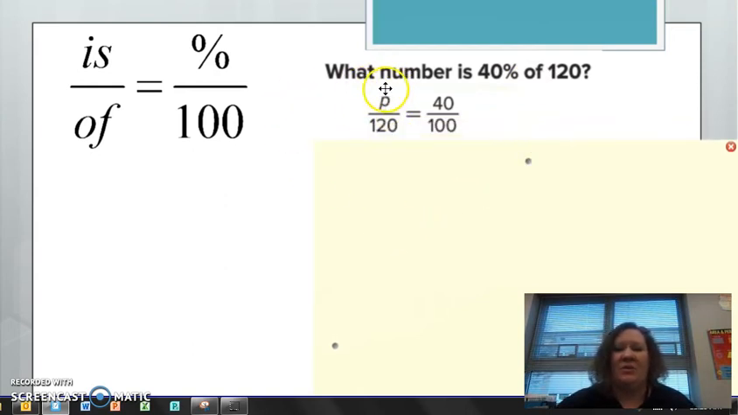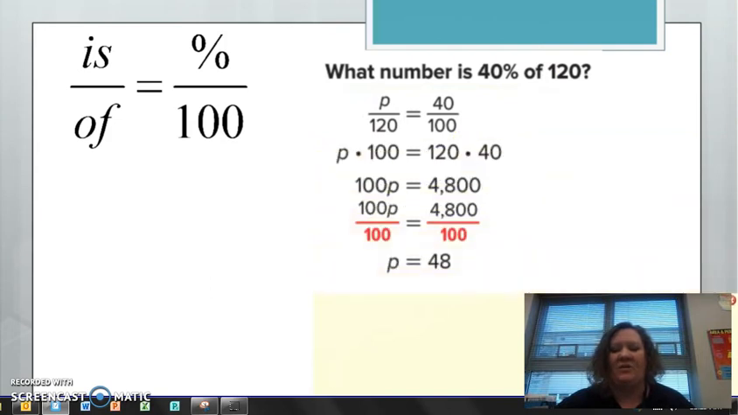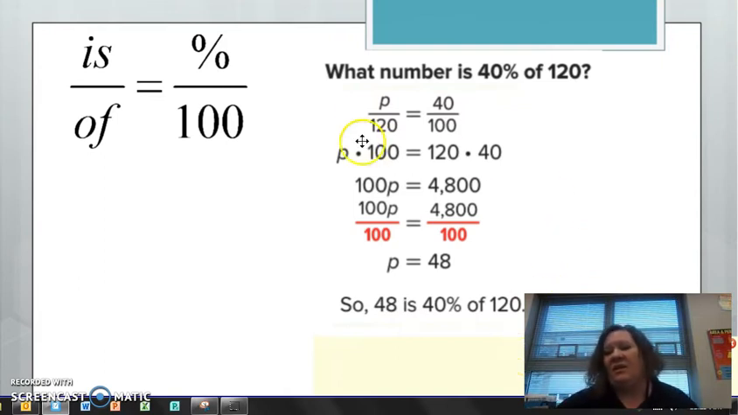Is always represents the part, and that's why the P is there. Of represents the whole amount, and from here we would just cross multiply and divide, which is what we did in our last section. This P times 100 is represented here and simplified to 100P. 120 times 40 is your 4,800. Cancel out the 100 to get P alone, so that would mean that 48 is 40% of 120.